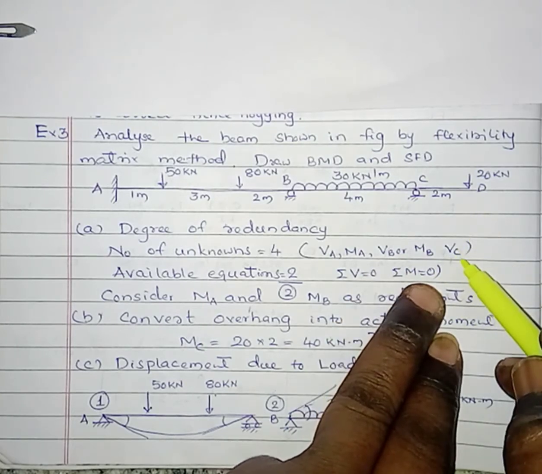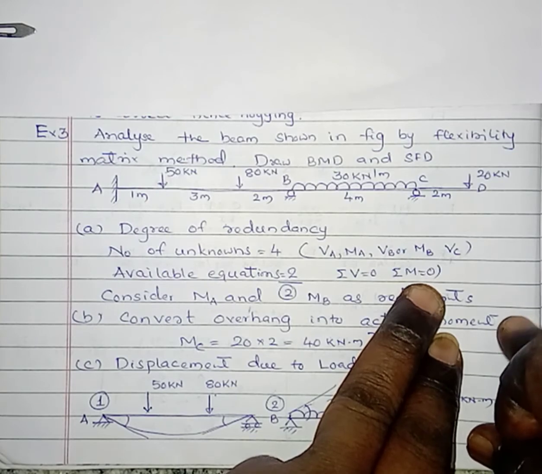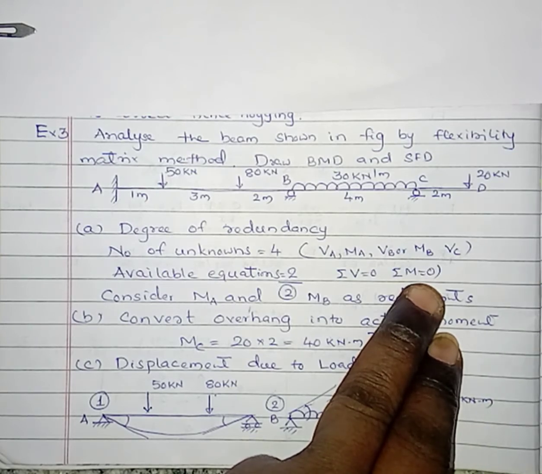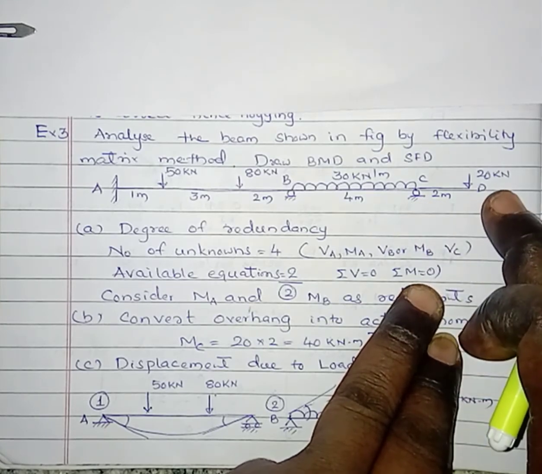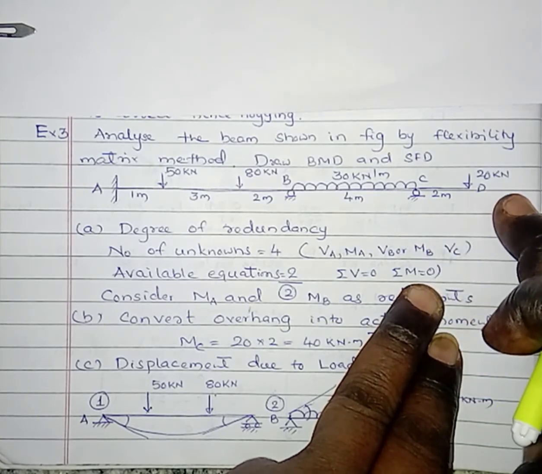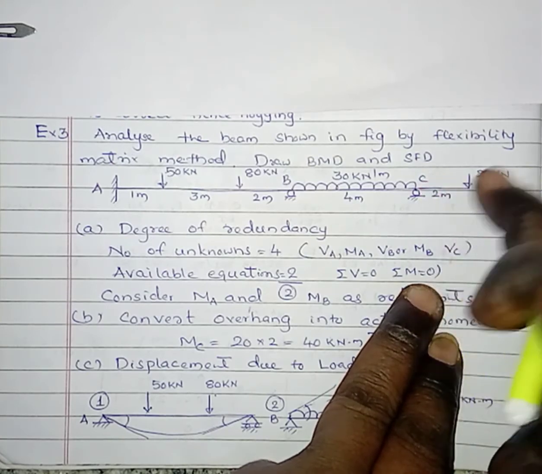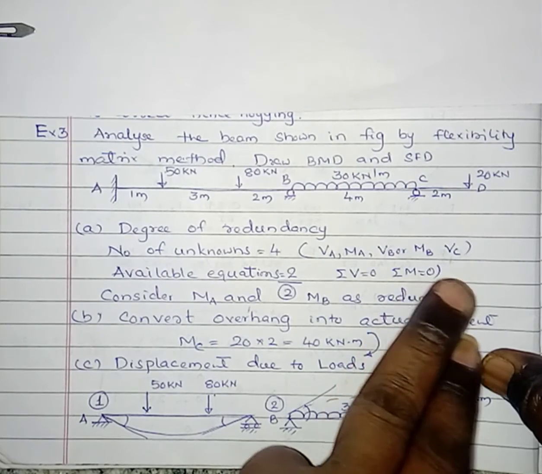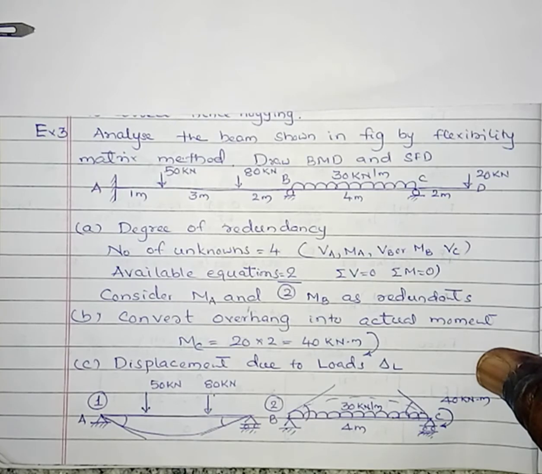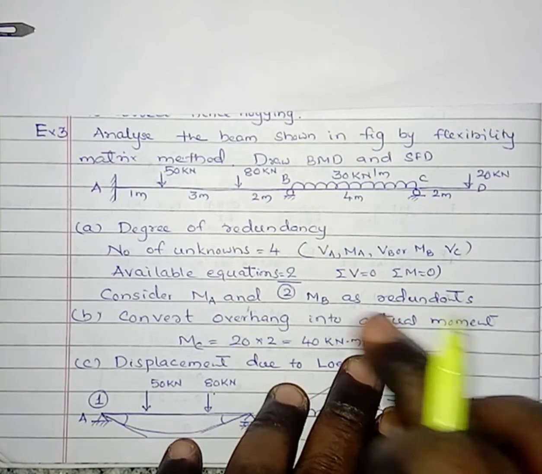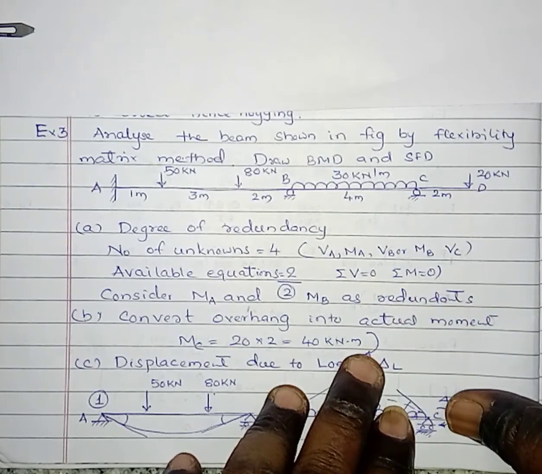Then at C it is on roller support, there is only one reaction developed. In addition to that, this one is subjected to an overhanged portion. Here the moment is already known, hence no need to consider MC. Therefore the unknowns are VA, MA, VB or MB, and VC. Four unknowns are there.